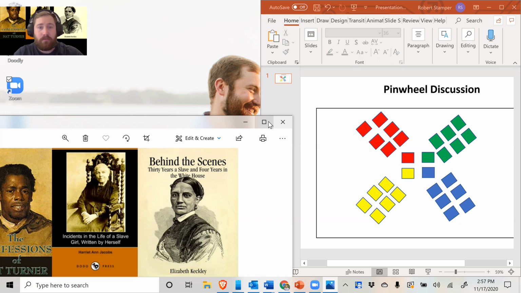So the three texts that I'm choosing are the Confessions of Nat Turner, the Incidents in the Life of a Slave Girl, and Behind the Scenes, or Thirty Years a Slave and Four in the White House. The reason that I am choosing these three is because of the diversity of characters and also because of the similarities or contrasting situations that all three of these people have found themselves in.